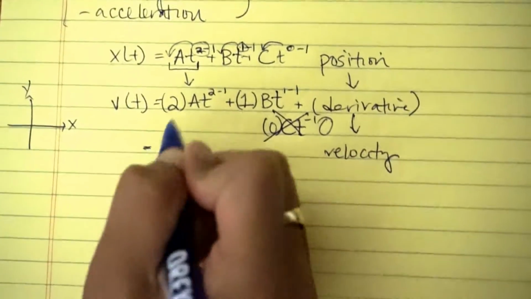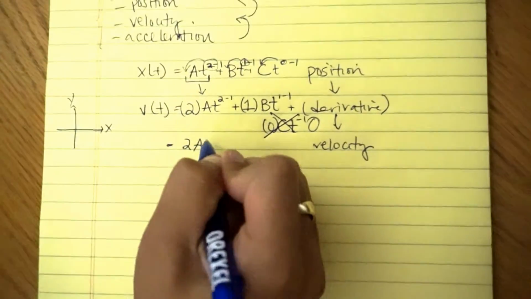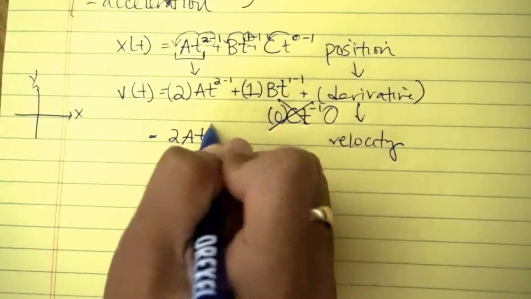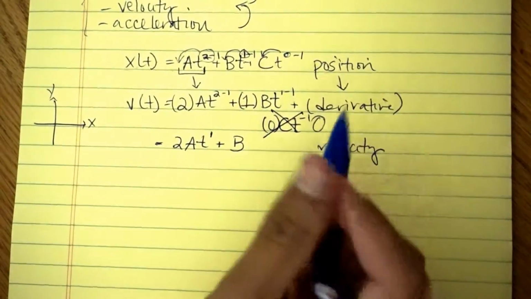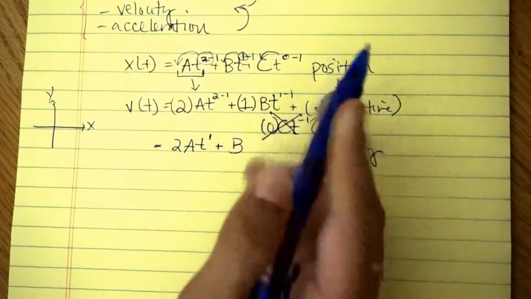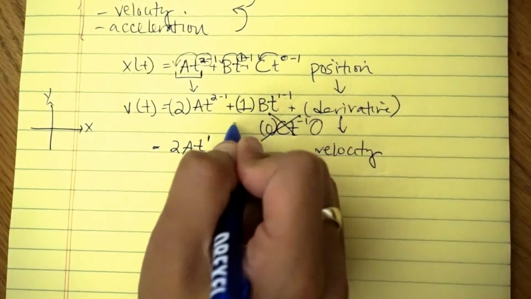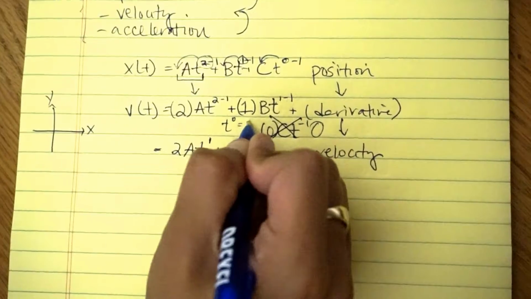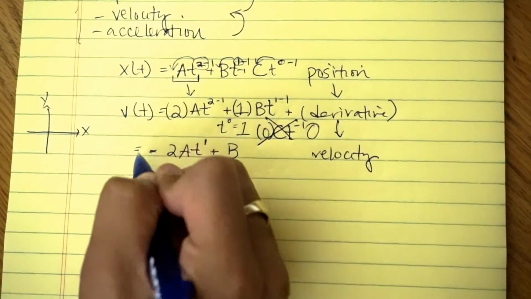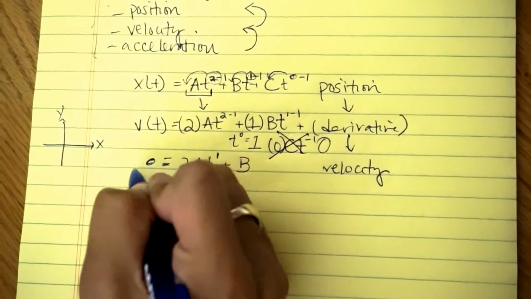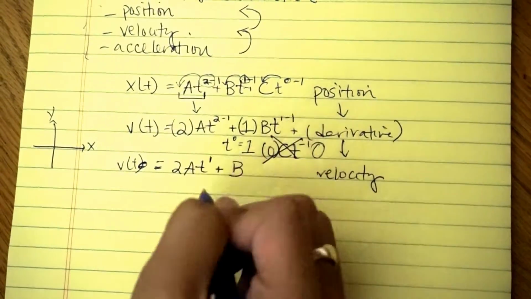So what you have left is 2a t to the first power plus b. That's what you have left, because 1 minus 1 is t to the 0, and t to the 0 equals 1. Anything to the 0 power is 1. So this is what you have for your v of t.